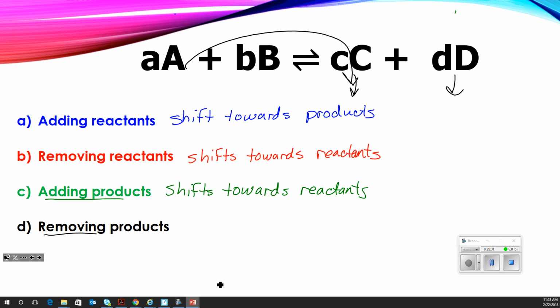Okay. So if I'm pointing down, the only way I can cross this is coming and going that way with the arrow. So it's going towards my product. So it shifts towards products.